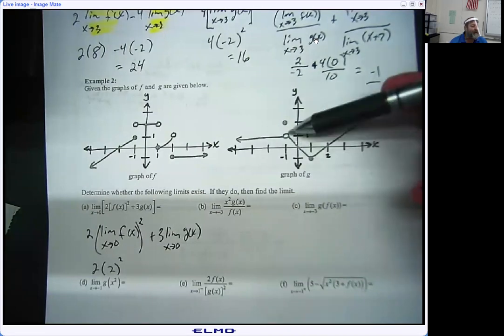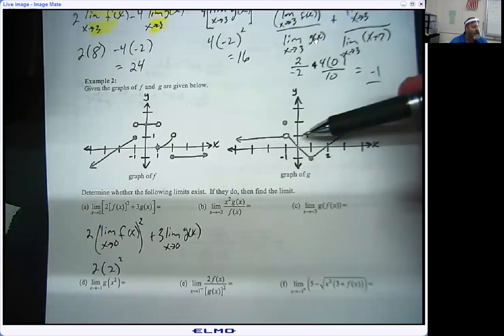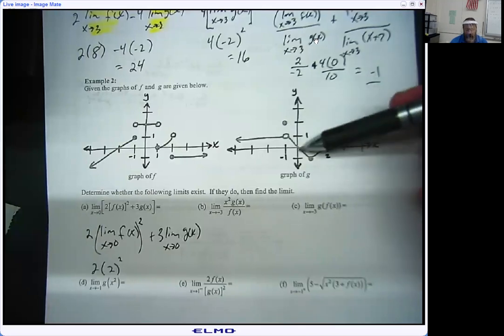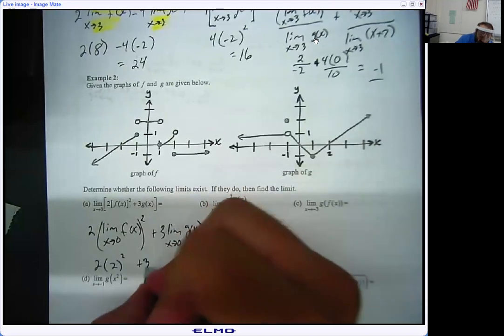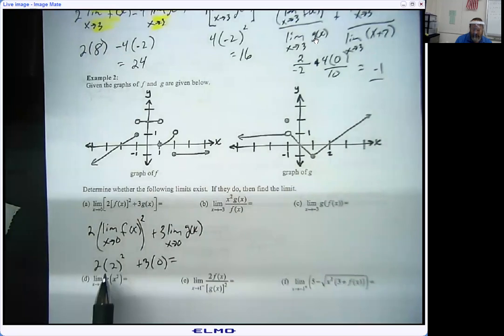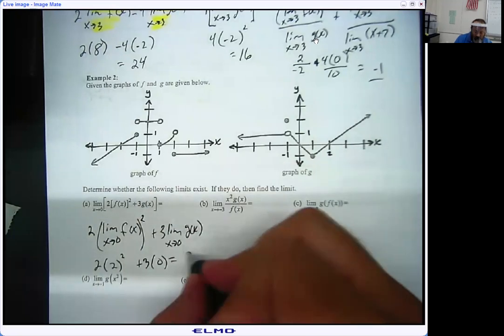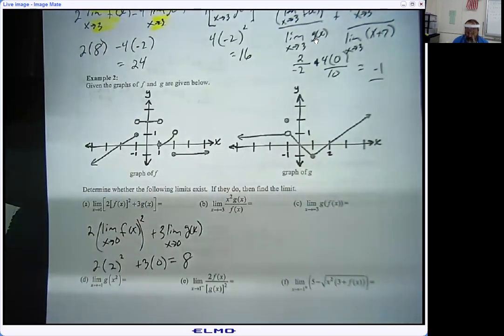What is happening to this graph around the neighborhood of x equals 0? Looks to me like 0, no big deal. So what is our overall answer? It appears to be 2 times 4 plus 0, so it looks to me like 8.